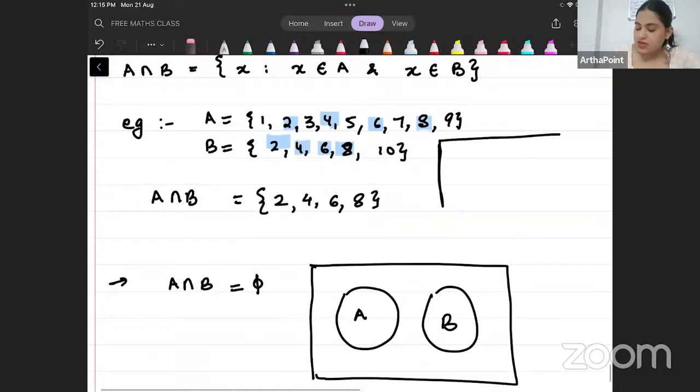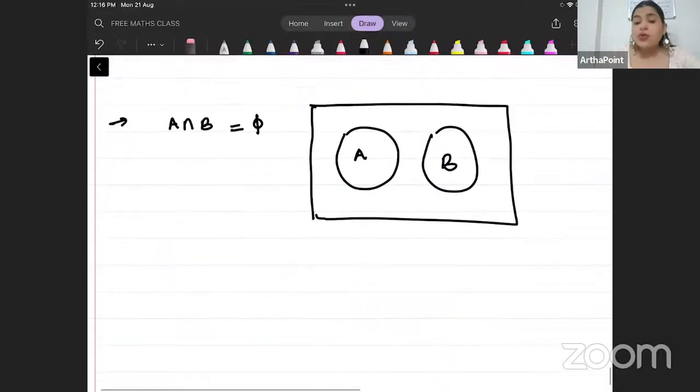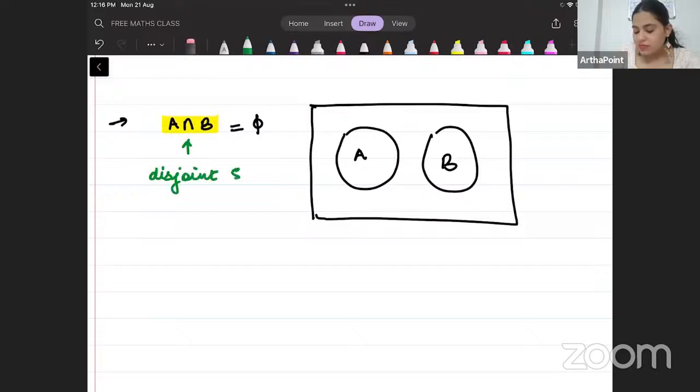इसको कैसे represent करते? This is A, this is B, and I have common elements 2, 4, 6, 8. So I have common between A and B. But suppose I don't have anything common between A and B, then beta, in that case, A and B are known as disjoint sets. So when you don't have anything common between A and B, then they are called as disjoint set. I hope this is clear to you.